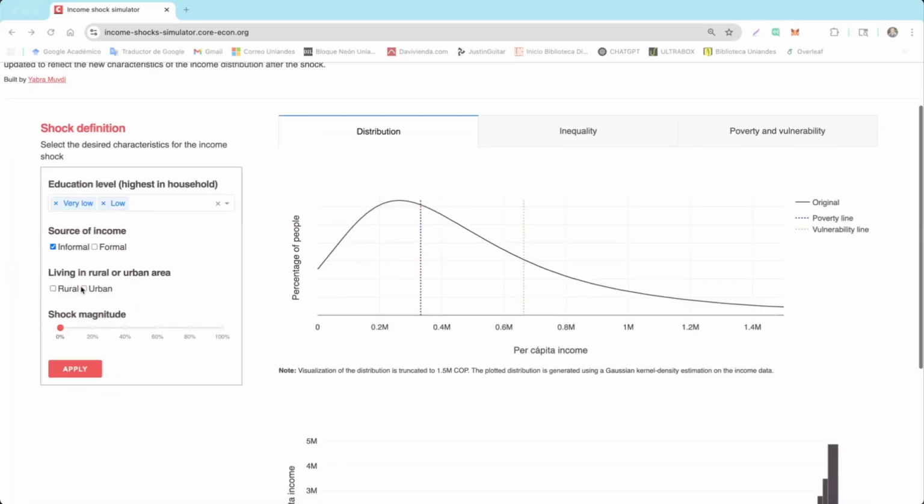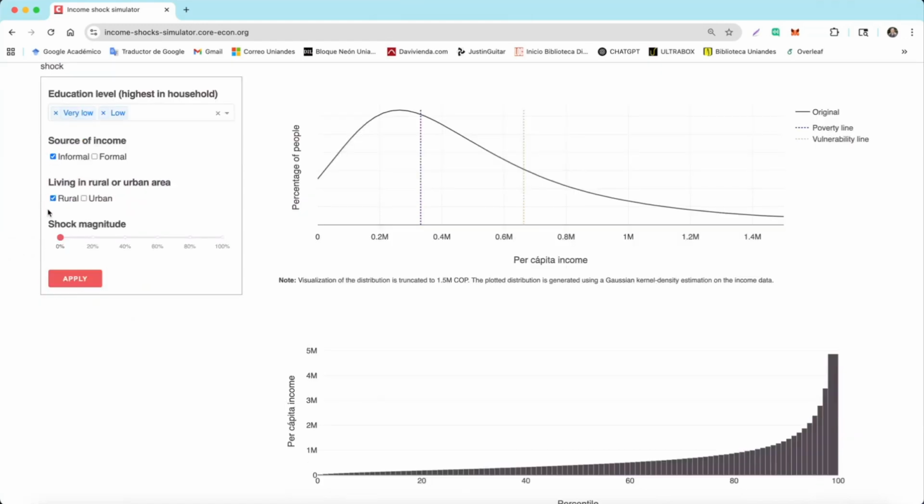In this third and important section, you can precisely select whether the households significantly affected by the shock are from predominantly rural or densely populated urban areas. Let's leave the rural area selected.